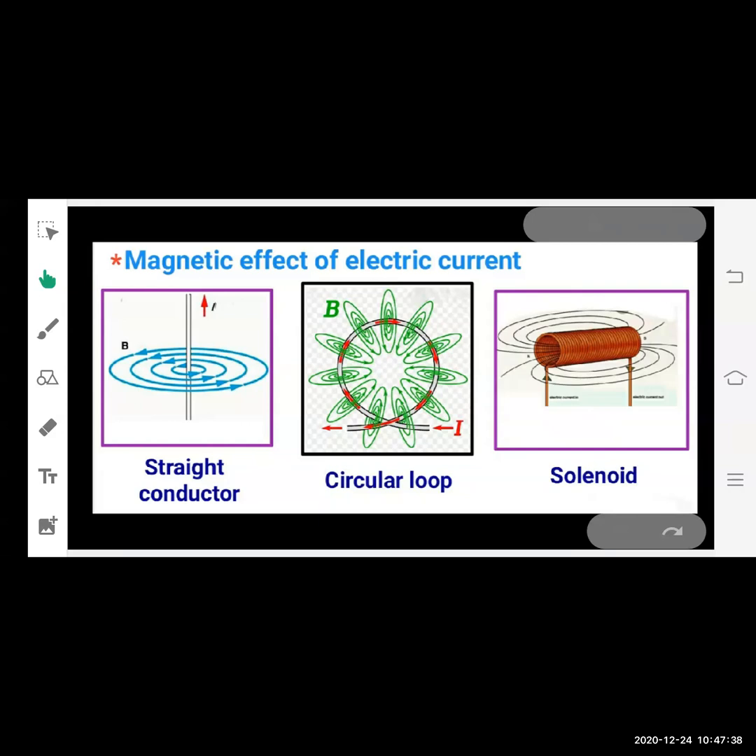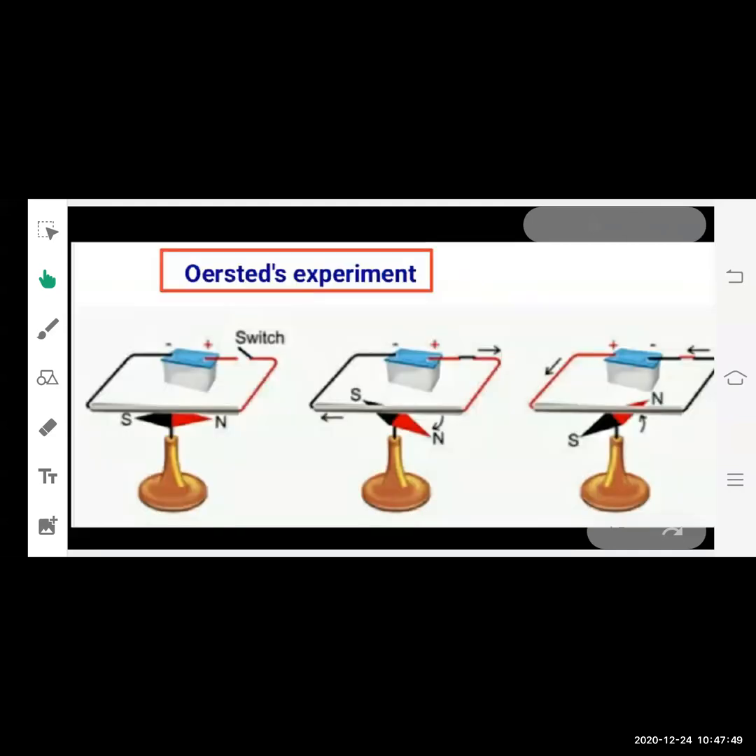Now, let's begin today's topic. In order to understand force acting on a current carrying conductor in a magnetic field, we need to revise Oersted's experiment that we studied in our previous lecture. In Oersted's experiment, we studied that when electricity is passed in a conductor, it develops a magnetic field around it. And this magnetic field is able to deflect the magnetic needle placed nearby.